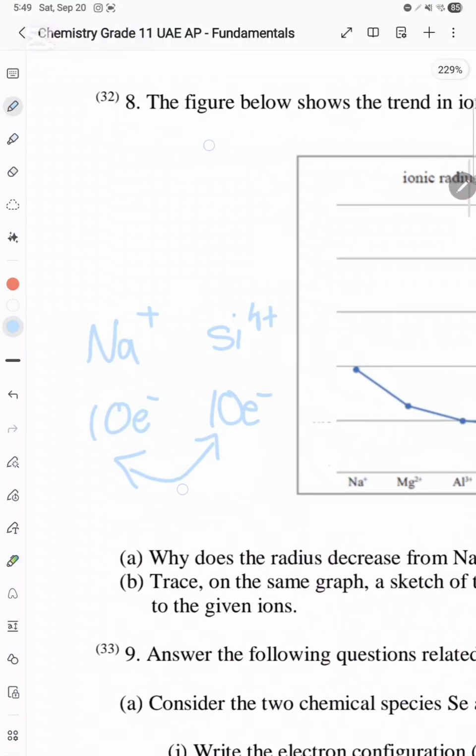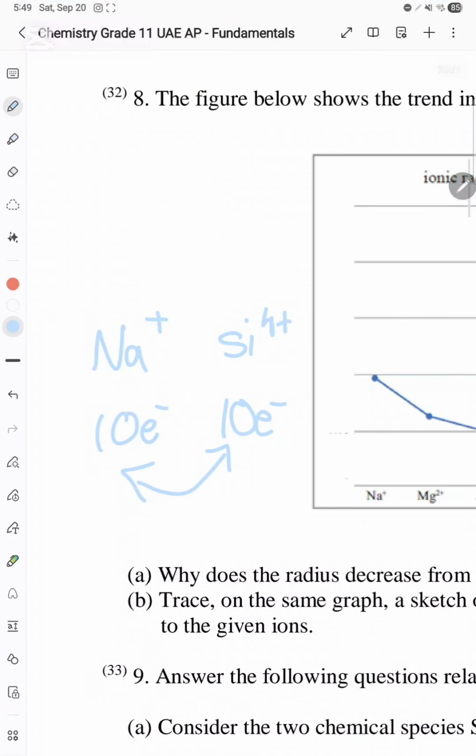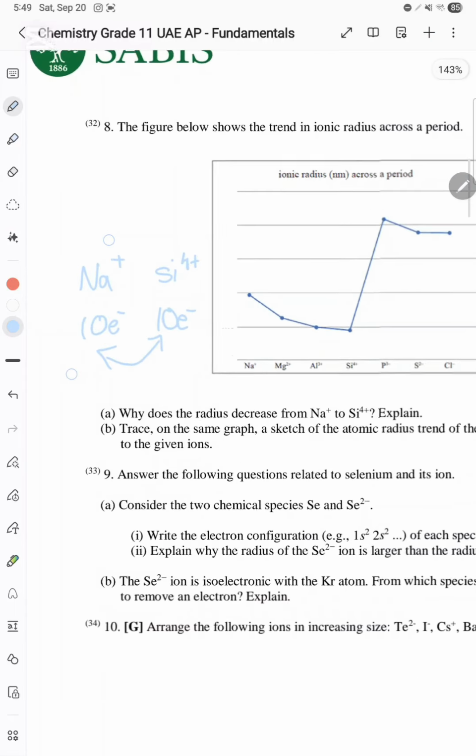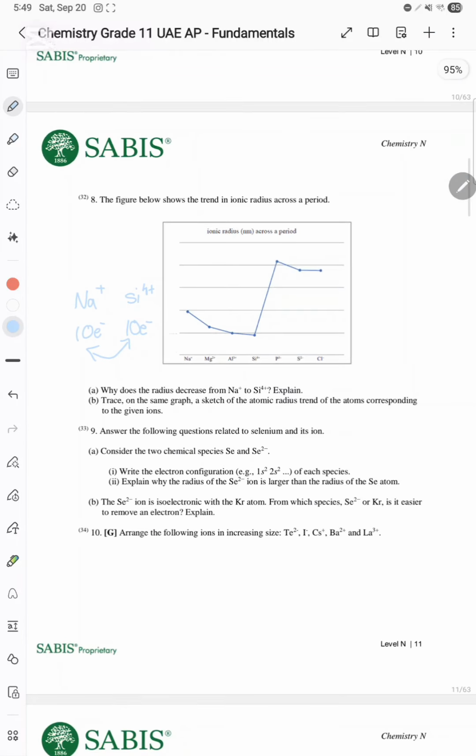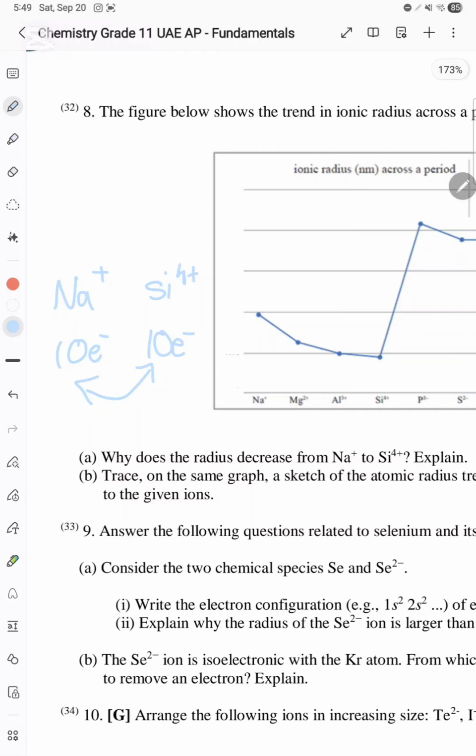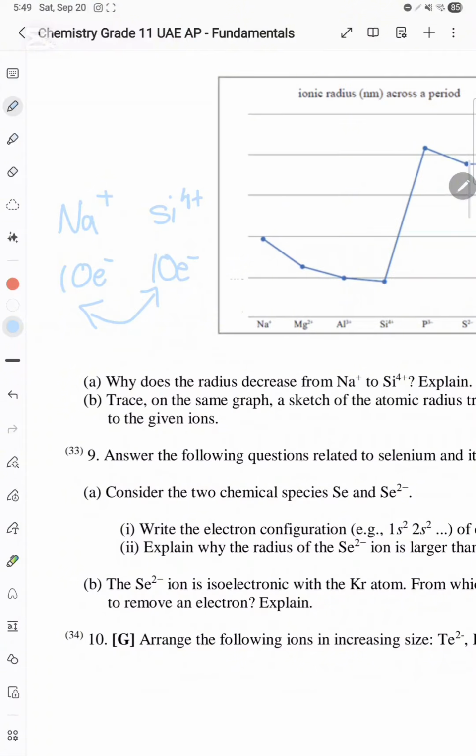So the nuclear charge increases from Na+ to Si4+. So there's an increased attraction between the nucleus and the outermost electrons, so it decreases the radii. So yeah, the radius decreases from Na+ to Si4+ because Si4+ has a higher nuclear charge, so it is smaller, even though they have the same number of electrons.